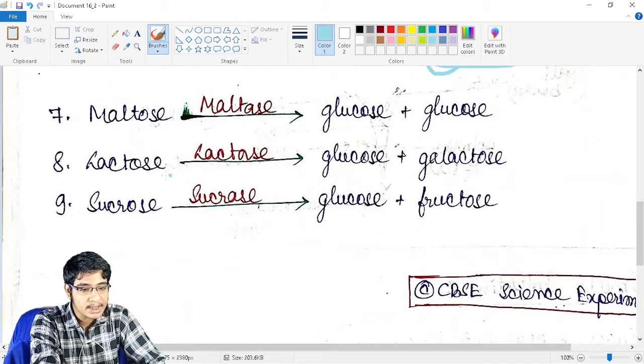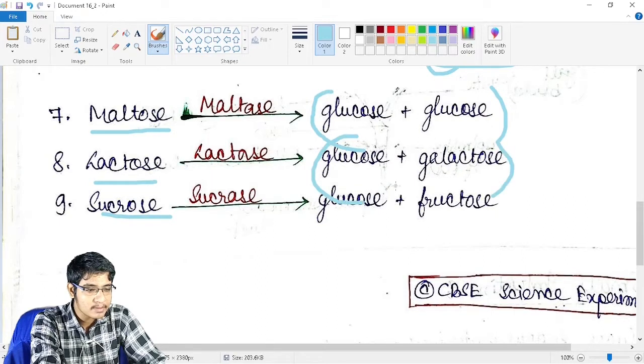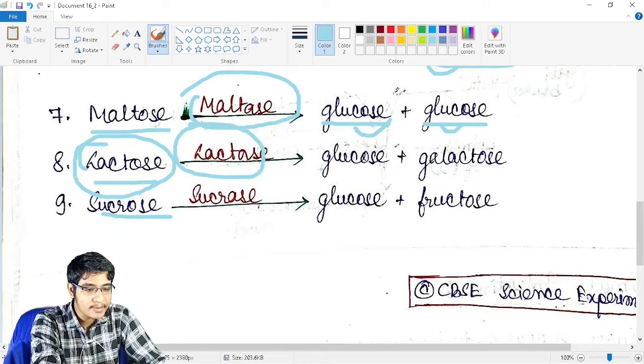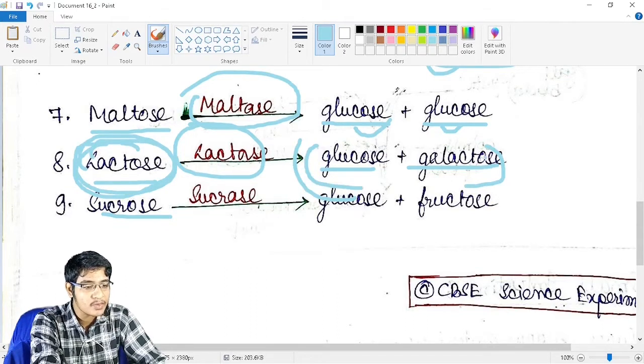Next we have three things. These are the disaccharides, which are mixtures of two monosaccharides. The first one is maltose. Maltose comes in contact with maltase and forms glucose plus glucose. Then lactose. Lactose comes in contact with lactase and forms glucose plus galactose. These two are disaccharides transformed into two monosaccharides.